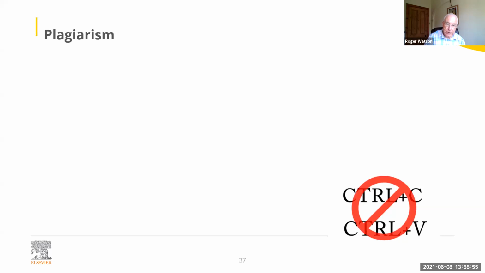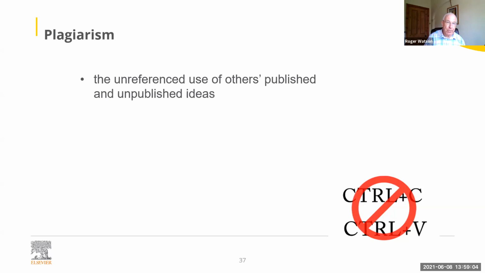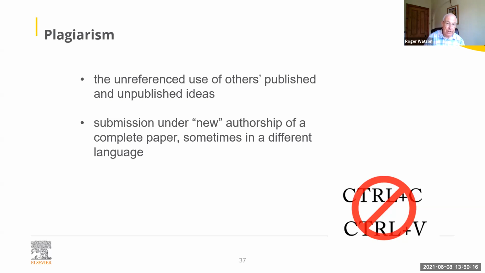Then there's plagiarism. It's got control C and control V at the bottom. In other words, you can't just take other people's work and use it as your own, but it does happen frequently. So basically, plagiarism is the unreferenced use of others' published and unpublished ideas. And it doesn't just apply to academic publications. It applies to any part of the process. So you shouldn't take another person's paper and submit it under your name, even in a different language. You can't do that.